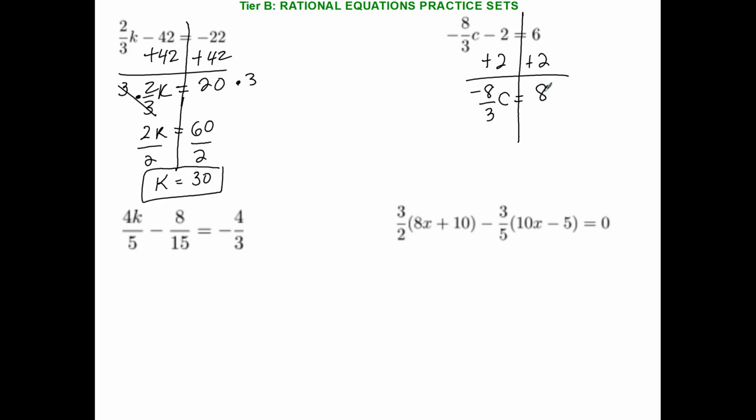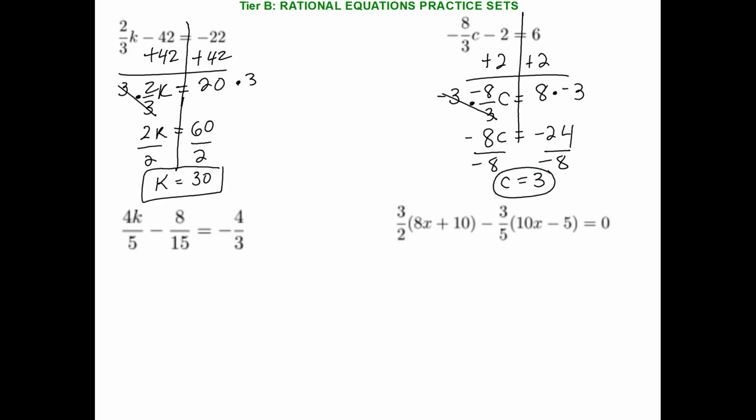Now, I like getting rid of the negatives in the beginning. So I'm going to multiply both sides by negative 3 to get rid of this negative sign. That cancels, and I get negative 8c is equal to negative 24. What do I need to do now? I need to divide by negative 8. Divide by negative 8. C is equal to 3.